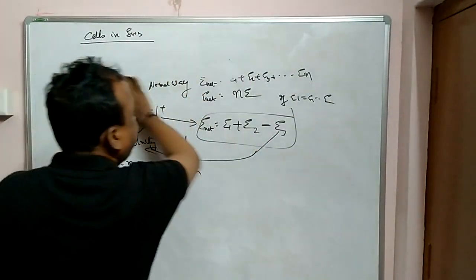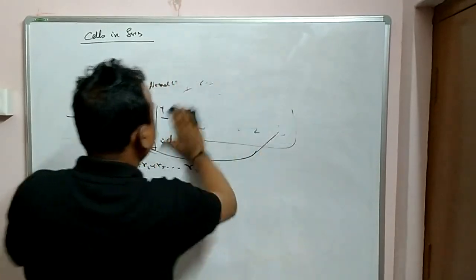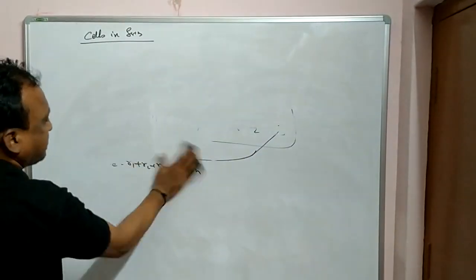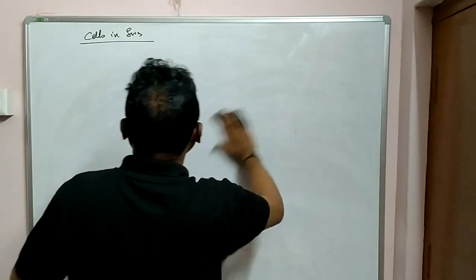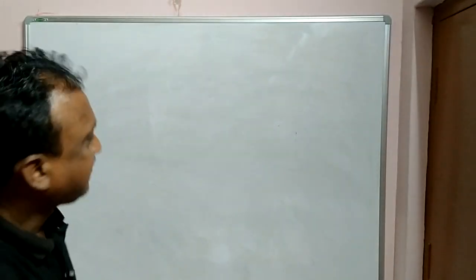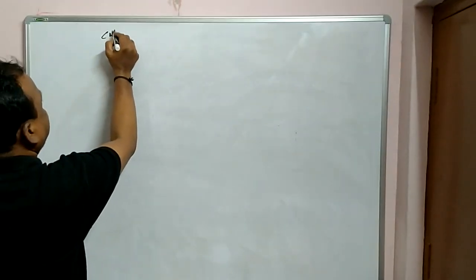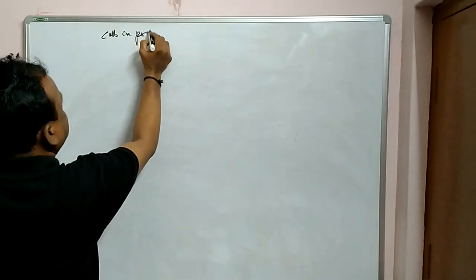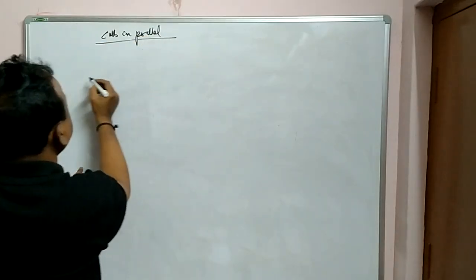Now let us go to parallel connection. Let us see what happens in parallel connection. See, in parallel connection it is slightly different. Cells in parallel. See here.